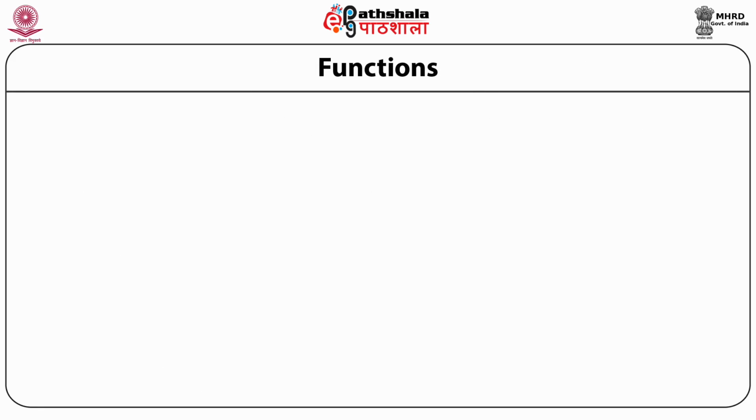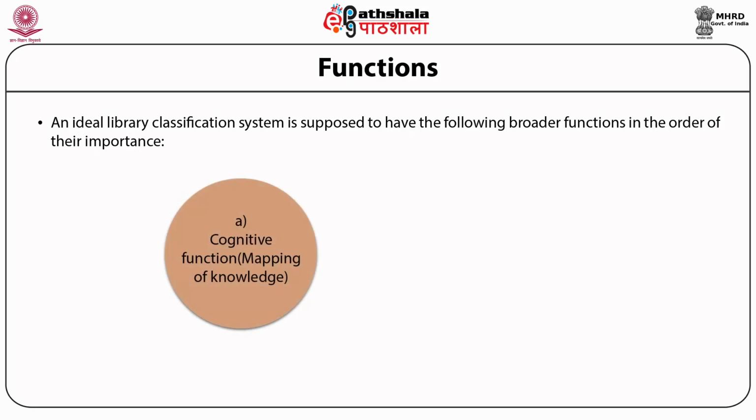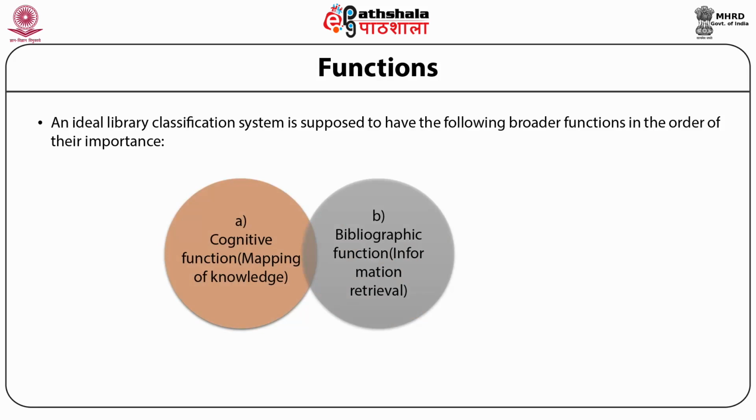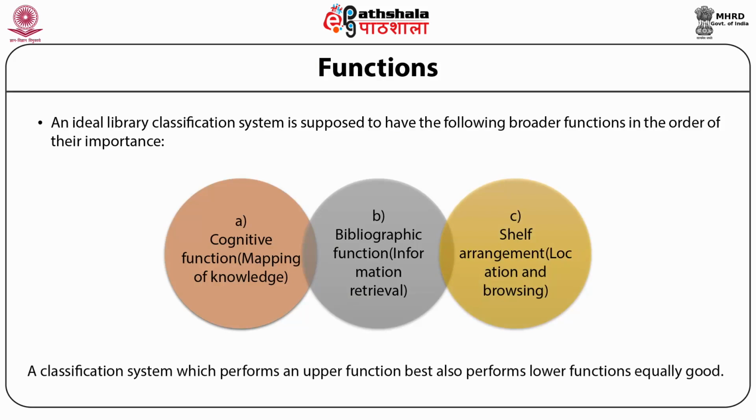Components of a classification system are very much related to the functions of classification. Namely, an ideal library classification system is supposed to have the following broader functions in order of their importance. A. Cognitive function, that it is a map of knowledge. B. Bibliographic function, that it is used for information retrieval and organizing micro documents. Third and last, shelf arrangement, that is location and browsing of documents in a library. A classification system which performs an upper function best also performs lower functions equally good.